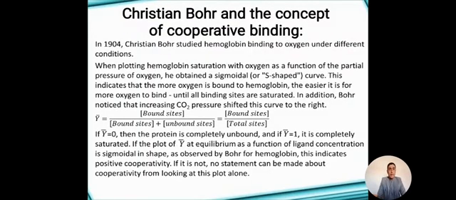Christian Bohr and the concept of cooperative binding. In 1904, Christian Bohr studied hemoglobin binding to oxygen under different conditions. He indicates that the more oxygen is bound to hemoglobin, the easier it is for more oxygen to bind until all binding sites are saturated. In addition, Bohr noticed that increasing of carbon dioxide pressure shifted this curve to the right. You can see here the equation of Christian Bohr for the concept of cooperative binding.